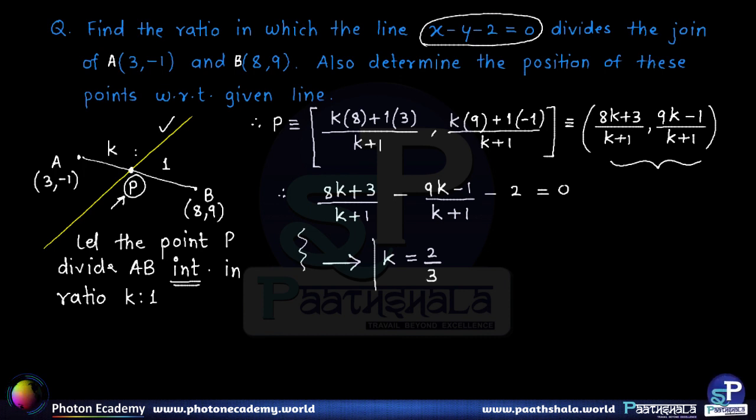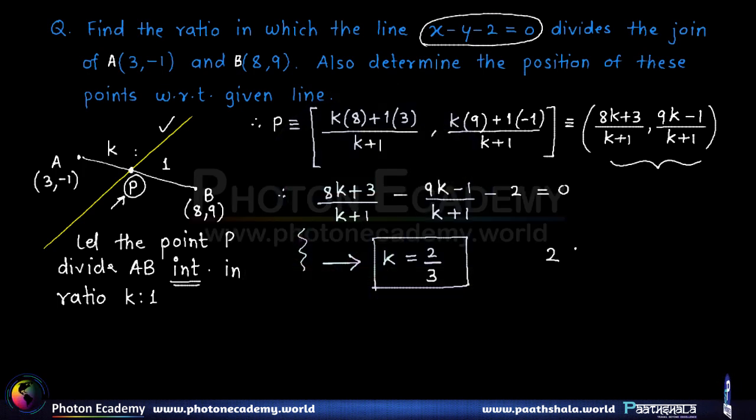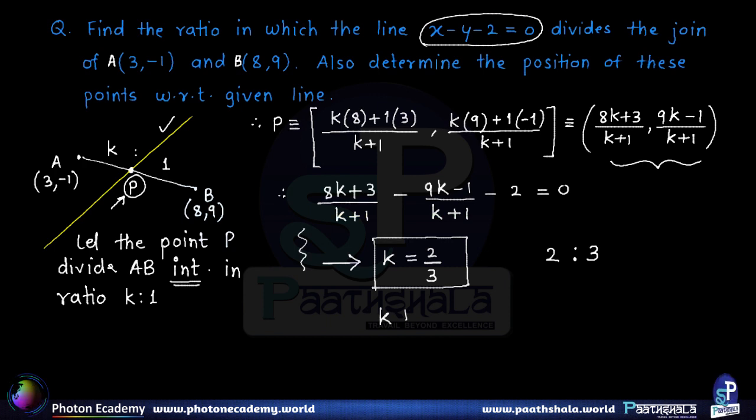So now you see the value of k is 2 by 3, and we had assumed the ratio of internal division as k is to 1. So what that means is the ratio of internal division is nothing but 2 is to 3. That's it. Now let us ask the question, in which situation we would have got the ratio as the ratio of the external division. The simple way to identify that is, if we get the value of k as a positive number, then that is the internal division. That's a simple way to remember or distinguish what type of division it is.